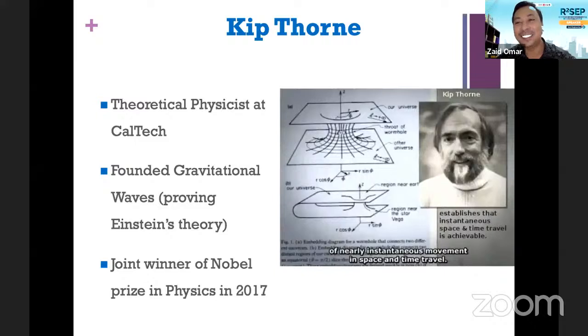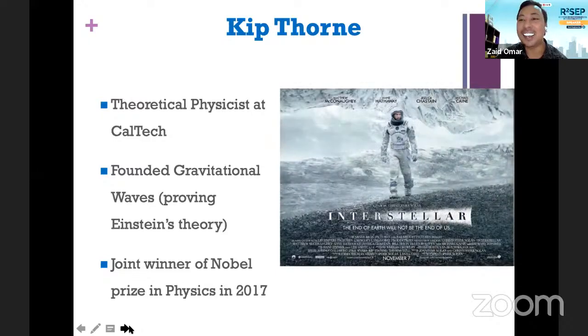Anyone wants to guess? No? The answer is Interstellar. So Interstellar is all about black holes and wormholes. And actually, Professor Kip Thorne was the scientific advisor, scientific consultant to the movie Interstellar. So actually, the science of the movie Interstellar is correct. Okay, so that's Kip Thorne.